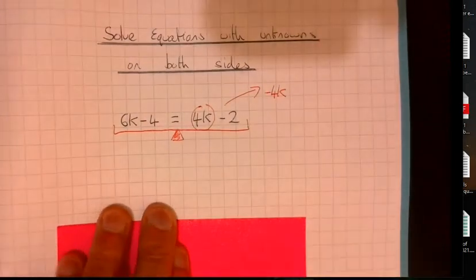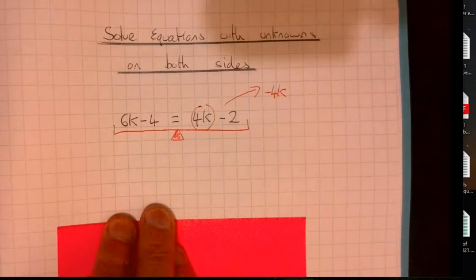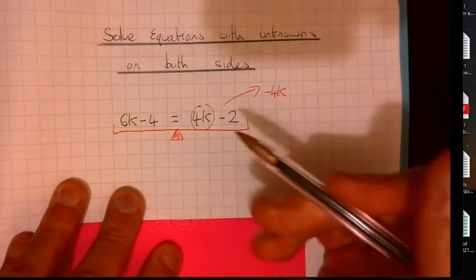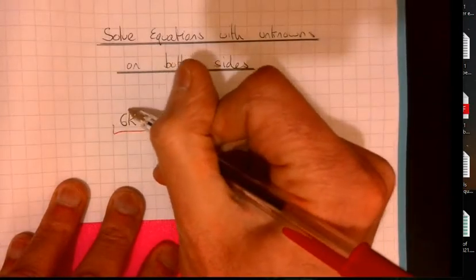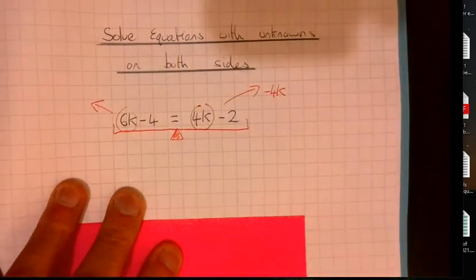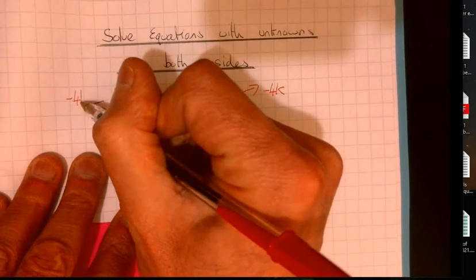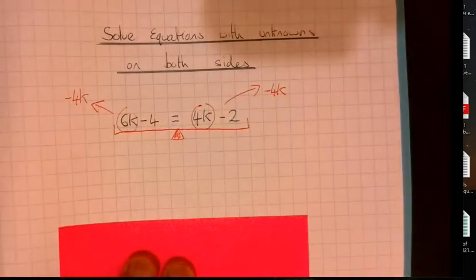Remember, you're doing this at the same time. Make sure you're doing the same as me. You can always pause me as you go. Now I must take away 4k from this side. Otherwise, my scales will tip. So we're going to take away 4k from both sides.